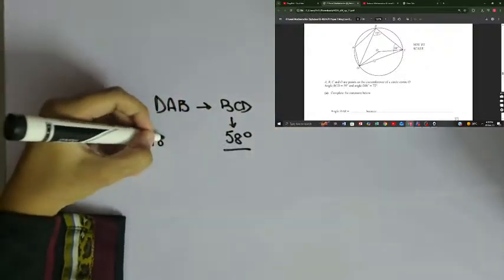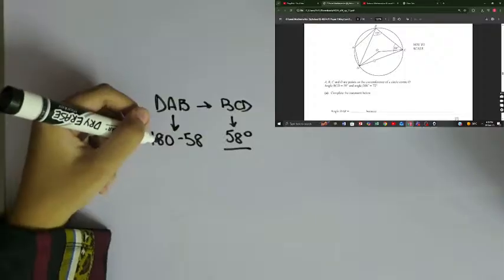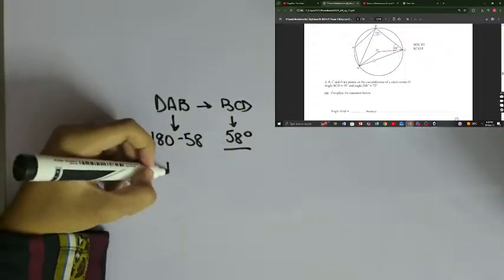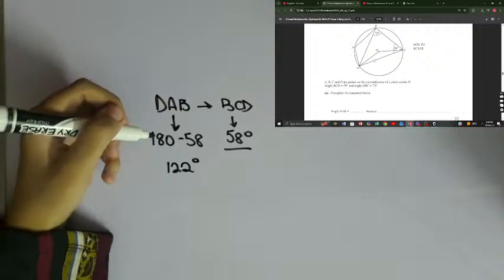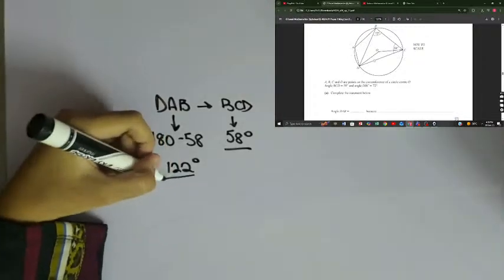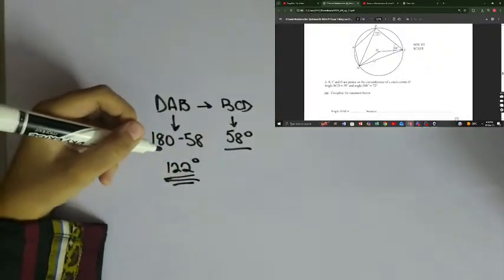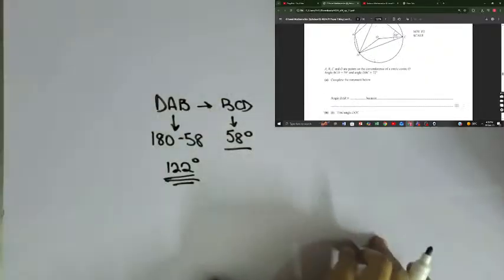So 180 minus 58 would be equal to DAB. So this would be 130 minus 8, so 122 degrees. 122 degrees would be DAB, and we could explain it as: because it's a cyclic quadrilateral, the sum of opposite angles would be equal to 180, and BCD is 58, so we subtract that from 180 and we get 122, and that's our explanation.